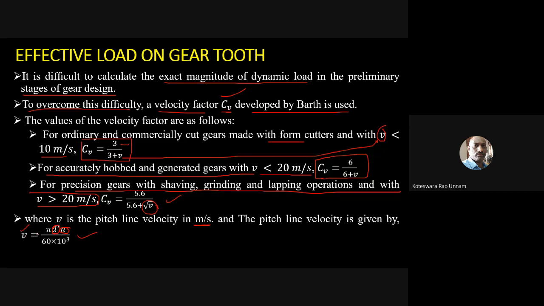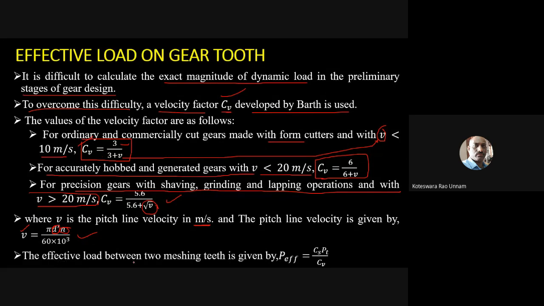Once you calculate the pitch line velocity, whether it is less than 10, between 10 and 20, or more than 20, you can choose the CV value using these conditions. Once you have CS and CV, finally you can write the effective load between the two mating gears as P effective is equal to CS into PT divided by CV. Always the CV value is less than 1, so you need to consider it in the denominator of this effective load.